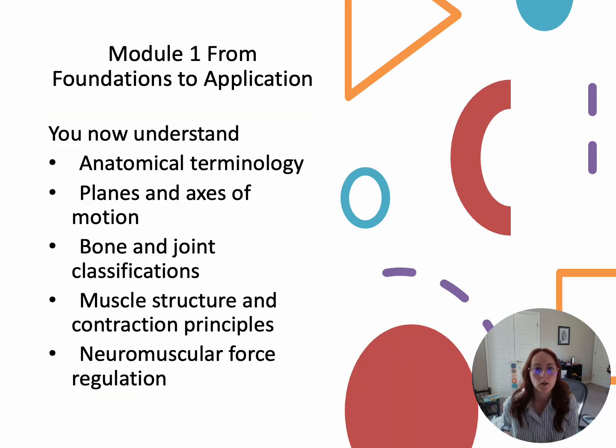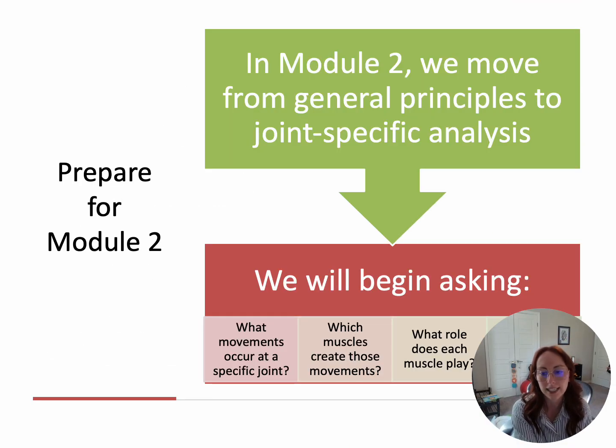All right, in Module 1, you can now understand anatomical terminology, planes and axes of motion, bones and joint classification, muscle structures and contraction principles, and neuromuscular force regulation. And then preparing for Module 2, we will start going more into what specific joints and specific movements and the roles that this plays. So going from general principles to joint-specific analysis within the next module coming up.